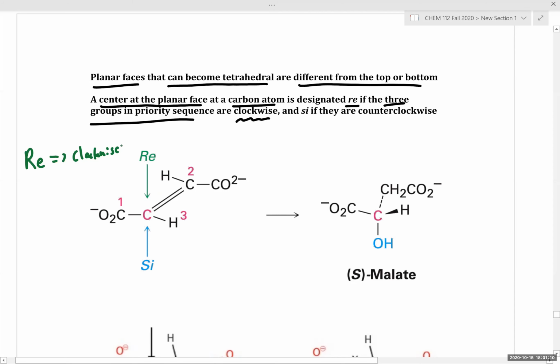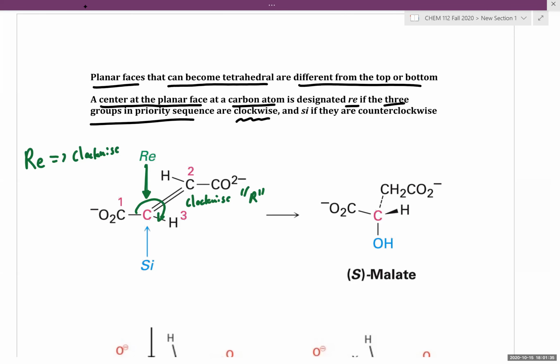Let's show what I mean by that. So from the Re approach, from the top down approach, going from highest to lowest priority, we see that we are clockwise. You can almost think of it like R, right? Does everyone see from the top approach the groups are clockwise?